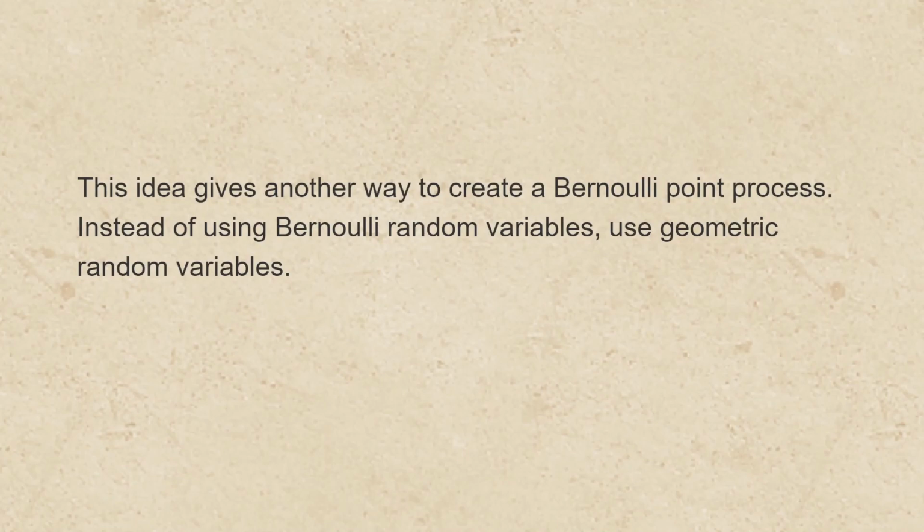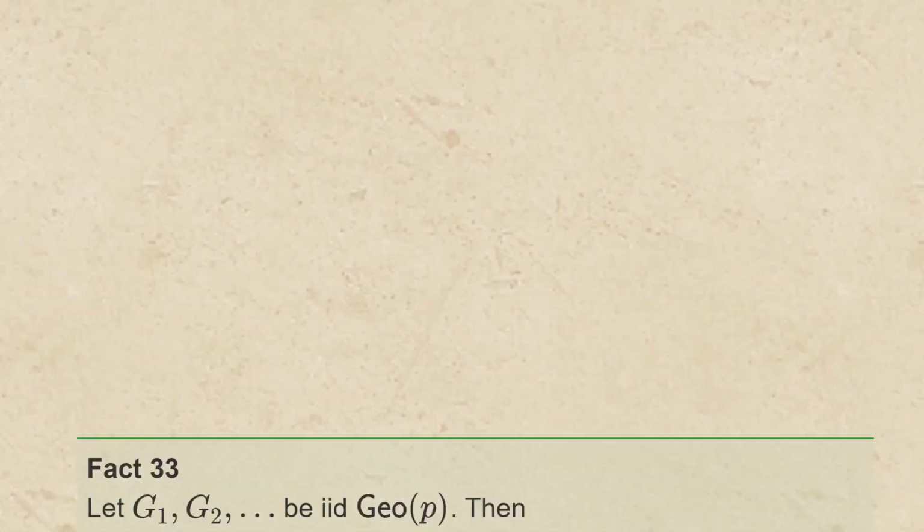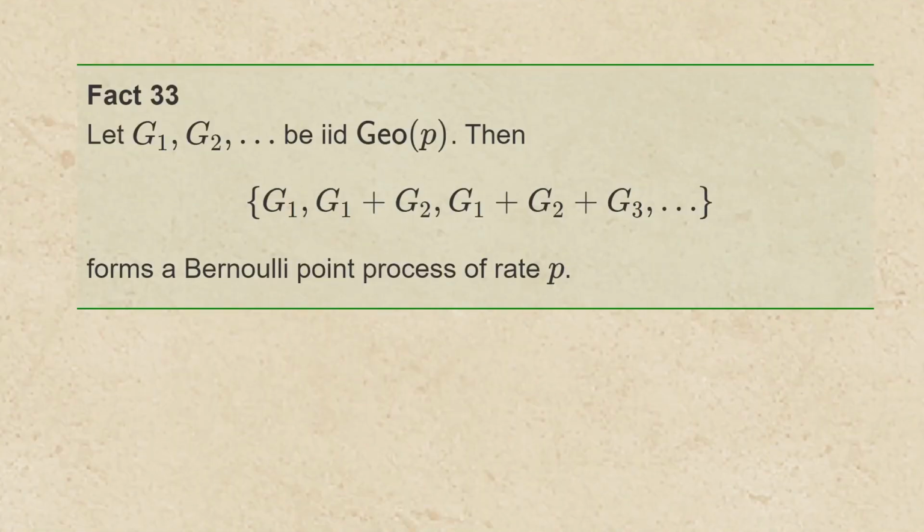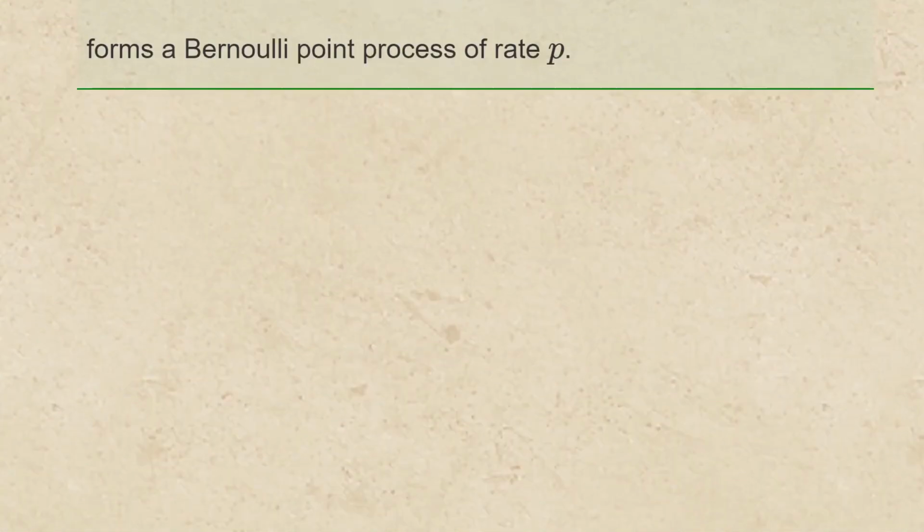Instead of using just Bernoulli random variables, use geometric random variables. So if we have an IID sequence G sub 1, G sub 2, etc. of geometric random variables with parameter P, then if I look at G sub 1, and then G sub 1 plus G sub 2, G sub 1 plus G sub 2 plus G sub 3, etc., those form a Bernoulli point process of rate P.